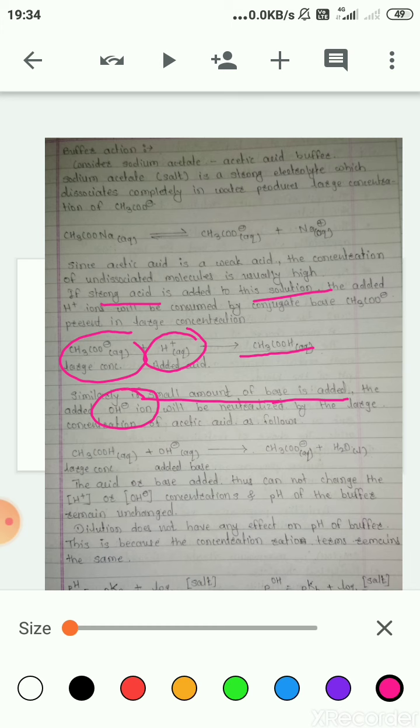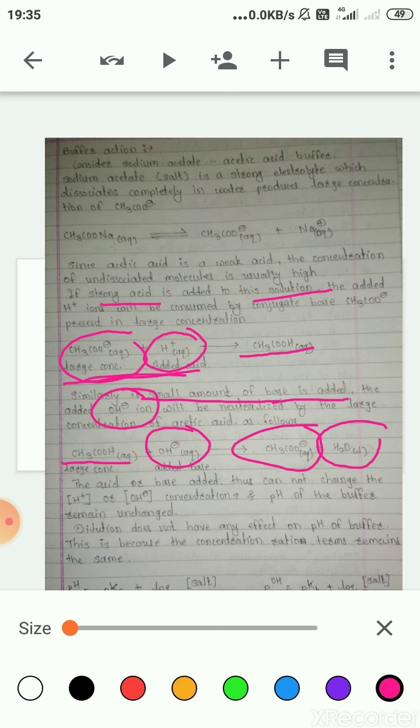Now we have seen the role of acetate ion in buffer solution. Now we are going to see the role of CH3COOH, that means the acetic acid, in a buffer solution. It plays a role with hydroxide ions. That means if we add a base in buffer solution, then the OH minus ions of the base react with acetic acid and form acetate ion and H2O, or water molecule.